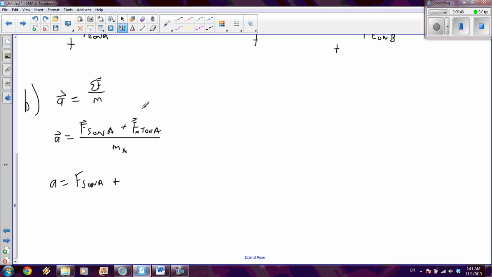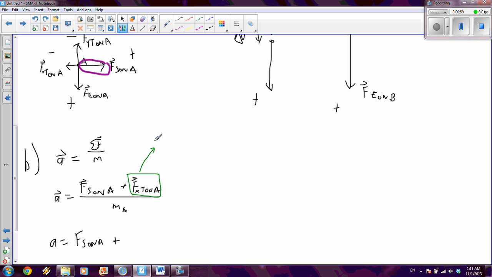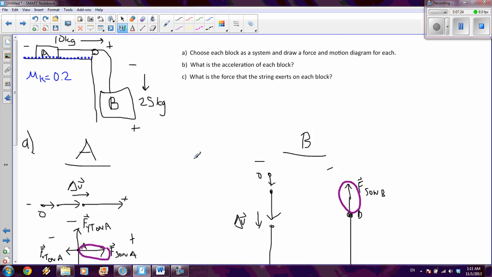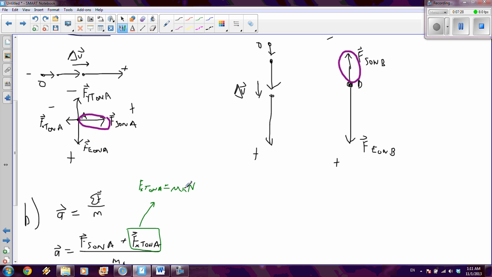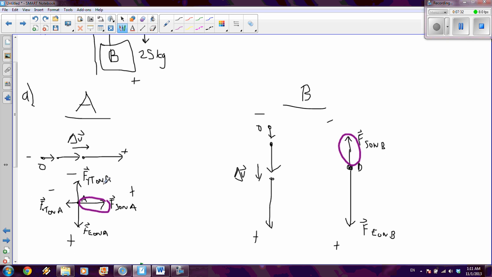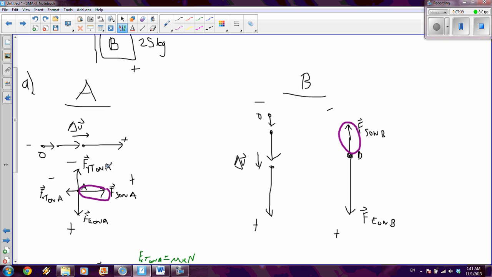Okay, so now this force here. We're dealing with friction now, right? So this friction, table on A in the x direction, is going to be mu times our normal force. Okay? Normal force is the force that is perpendicular to the surface. And what is that? That is force table in the y direction on our box A.